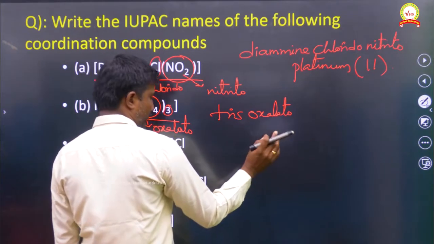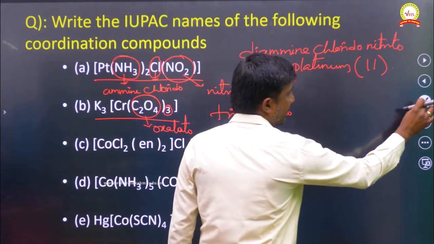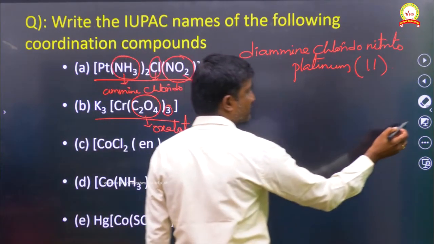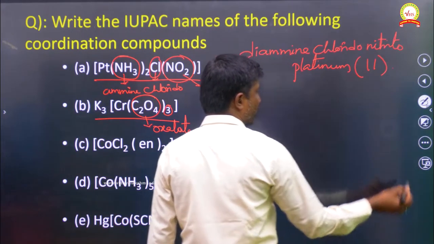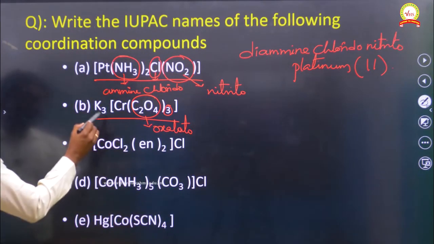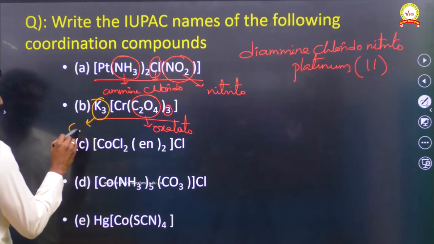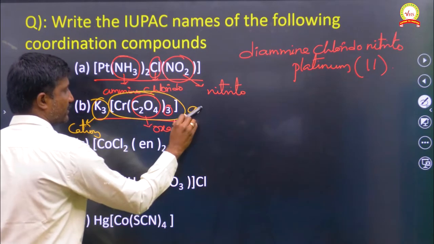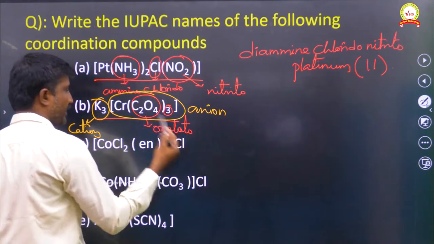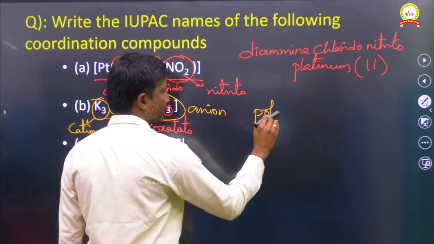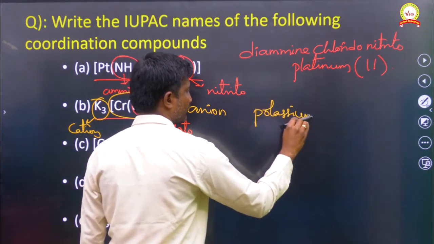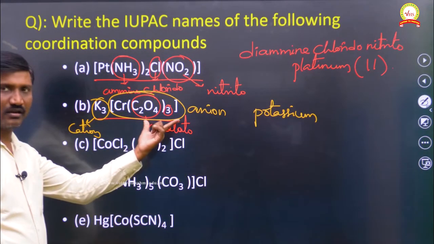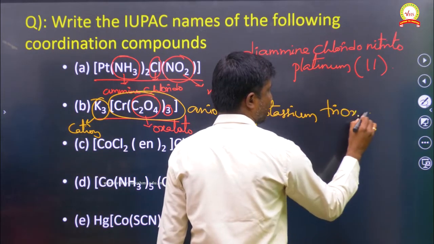Okay, sorry, first we have to write down the cation name, right? In this, which one is the cation? The counter ion present on the left side is the cation, and our coordination sphere is present in anionic state. This entire one is the anion state. So first we have to write down the cation name, potassium. After that we have to write the coordination sphere name, the anion, so trioxalate.